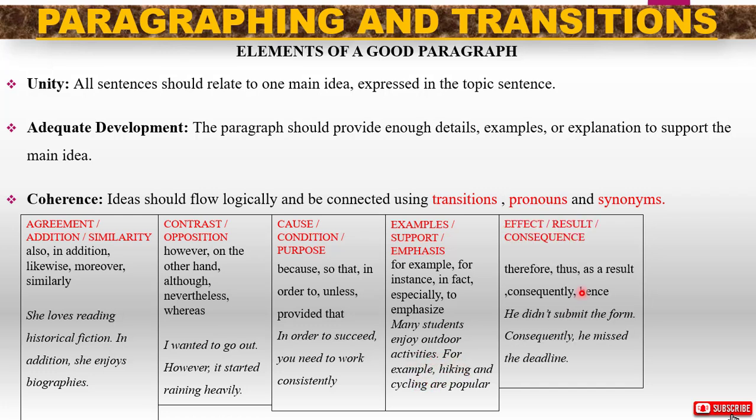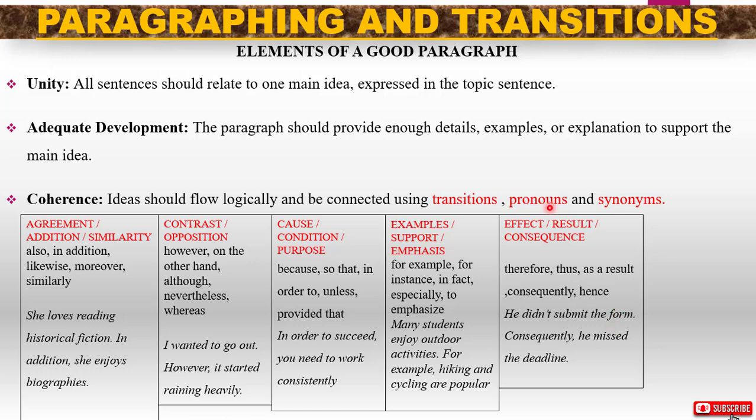Some transitions are also used to show effects, results, or consequence. For example, therefore, thus, as a result, consequently. Hence, he didn't submit the form. Consequently, he missed the deadline. So here, consequently, is being used to give results of he not submitting the form.